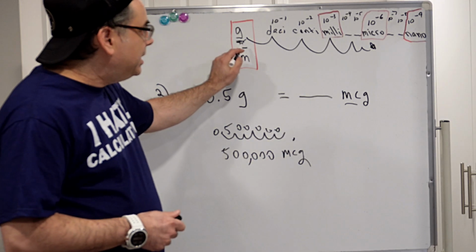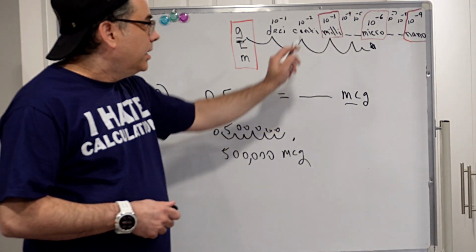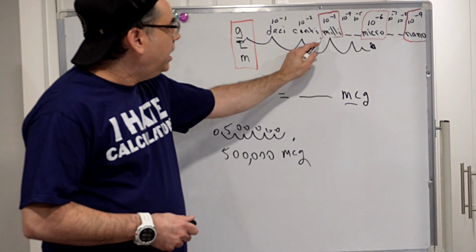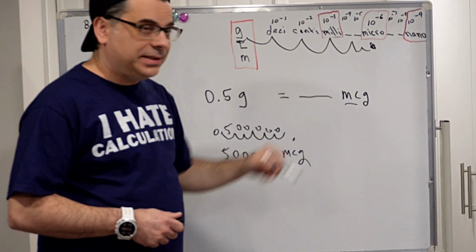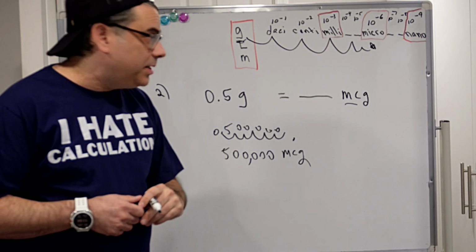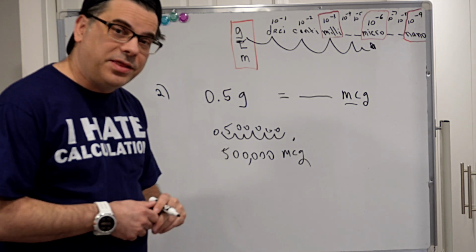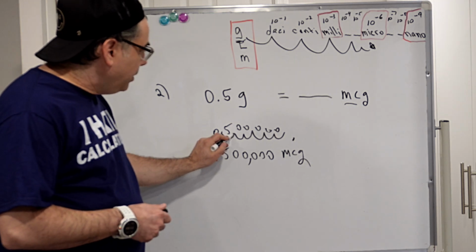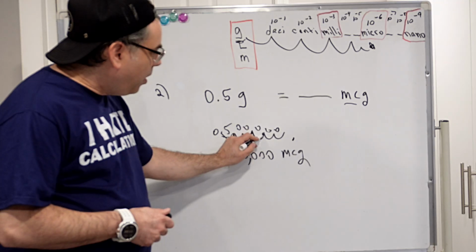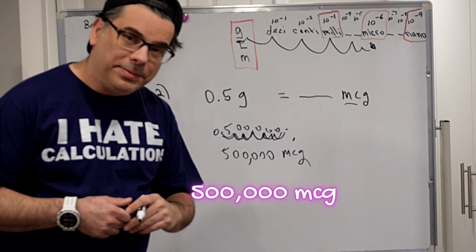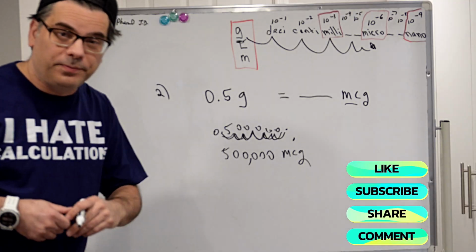0.5 grams to microgram. Again, gram is here, micro is here. 6 away. So you have 1, 2, 3, 4, 5, 6 to get to micro from grams. So we have to move that decimal point 6 places to the right. So you have 500,000 micrograms, and that's the answer to question number 2. Next.